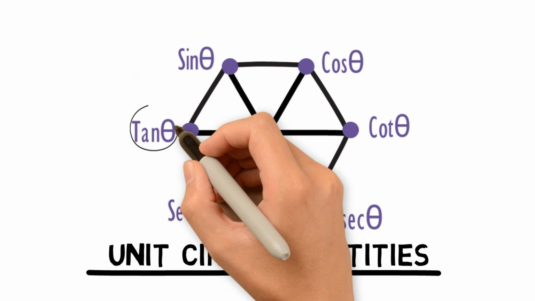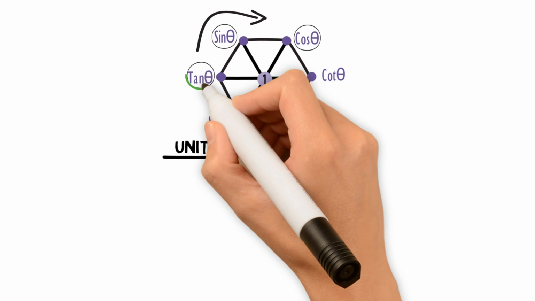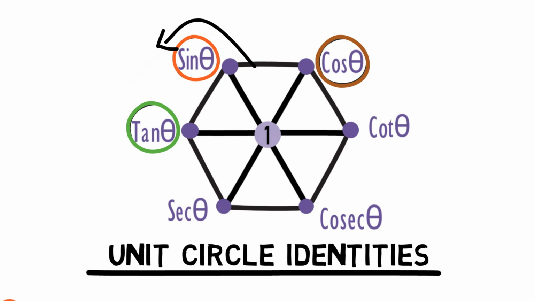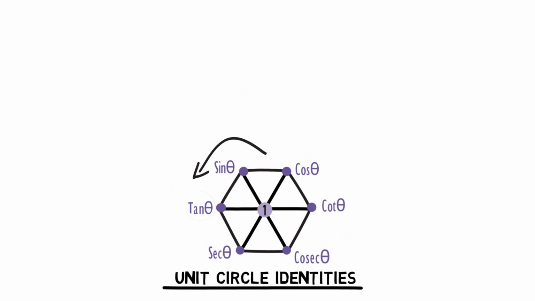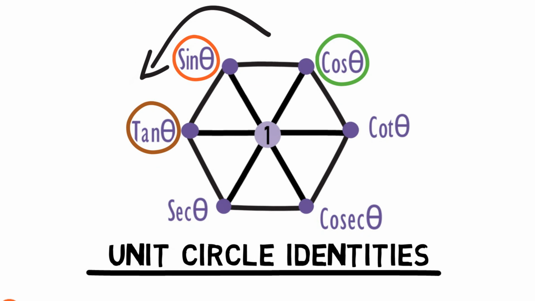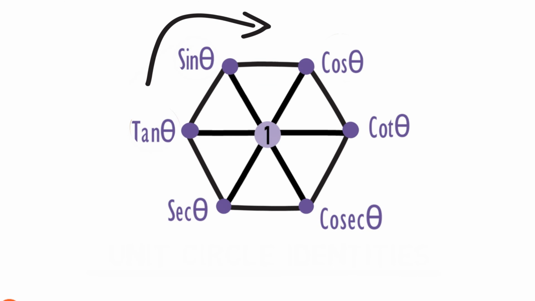If we take any three functions one after the other along the edges of the superhexagon, we get the identities for these three consecutive functions like this. Tan theta equals sine theta upon cos theta. It also works in the counterclockwise direction. So cos theta equals sine theta upon tan theta. You don't have to memorize the direction of the hexagon. Now we can go along the edges of the hexagon and write down all the possible formula.